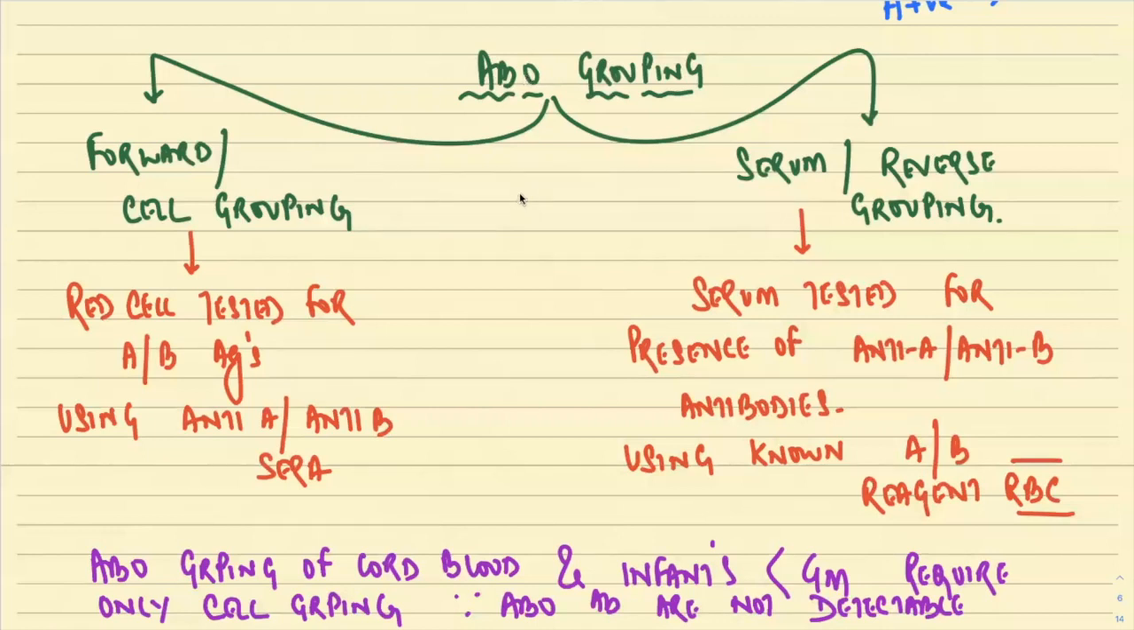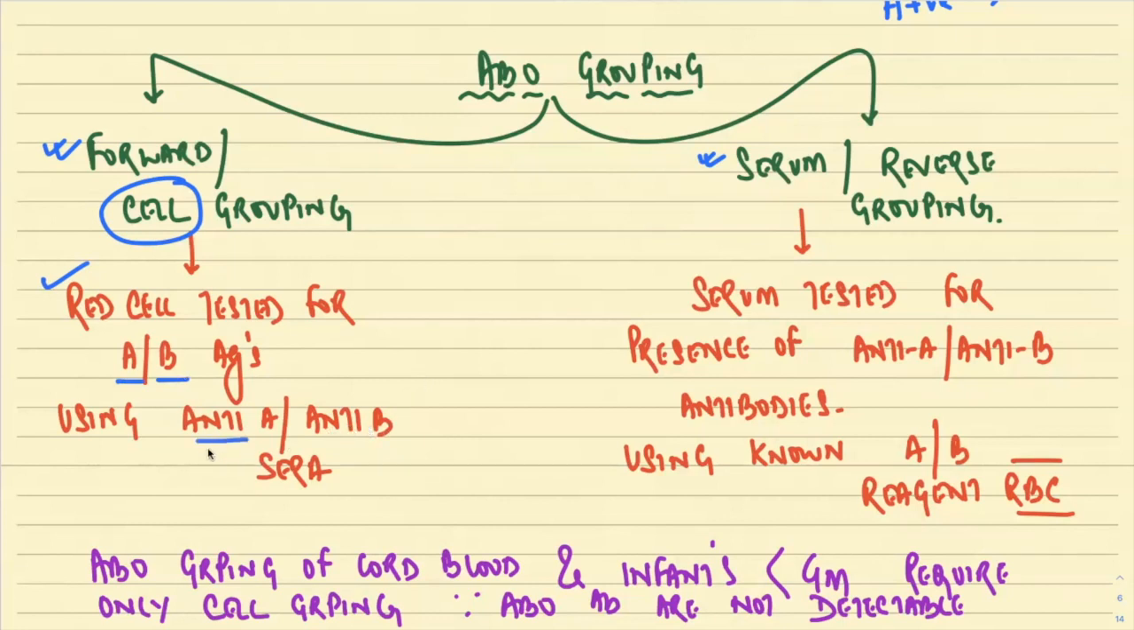Now this ABO blood grouping is of two main types. One is the forward or the cell grouping. Another is your serum or the reverse grouping. The forward grouping is also called the cell grouping. Over here, my target is to test for the presence of antigens on the surface of the red cells. So the red cells are tested for the presence of A or B antigen. Forward grouping means I am testing for the presence of antigens on the surface of the RBC. That's it. And over here, how do we test?